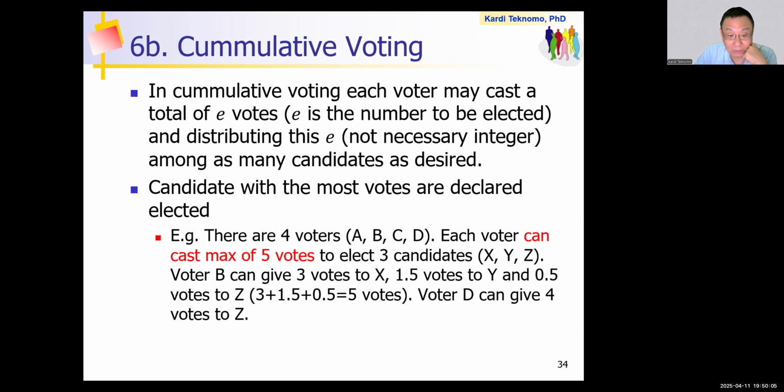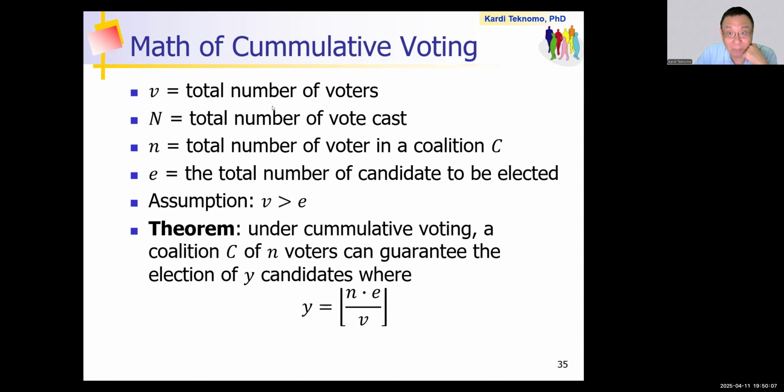So suppose V is the number of voters, N is the total number of votes cast, and small n is the total number of voters in a coalition C. Okay, and E is the total number of candidates to be elected. So we assume the total number of voters should be larger than the total number of candidates. Yeah, this is the main assumption here. So this is the theorem.